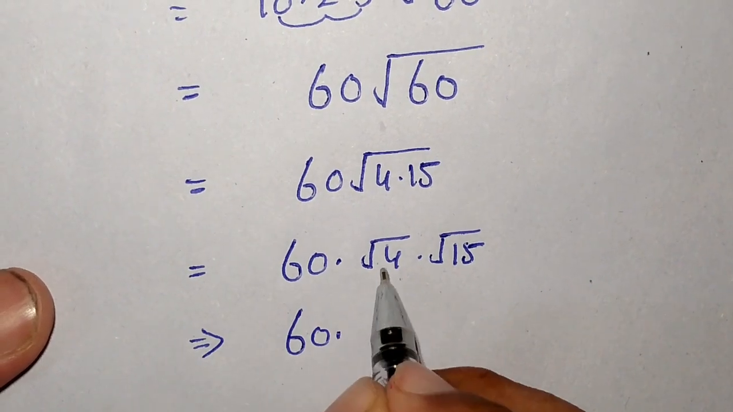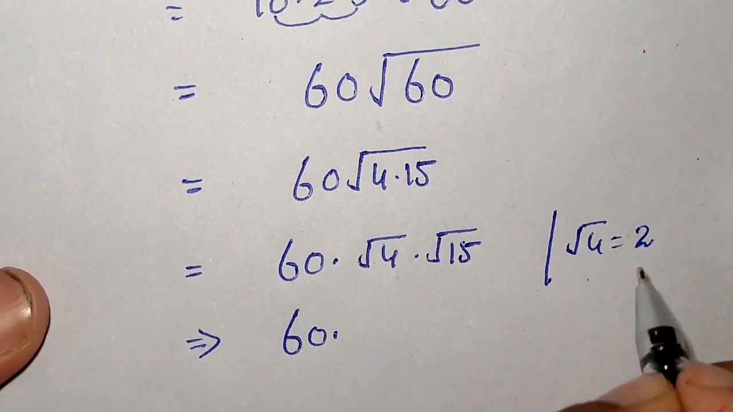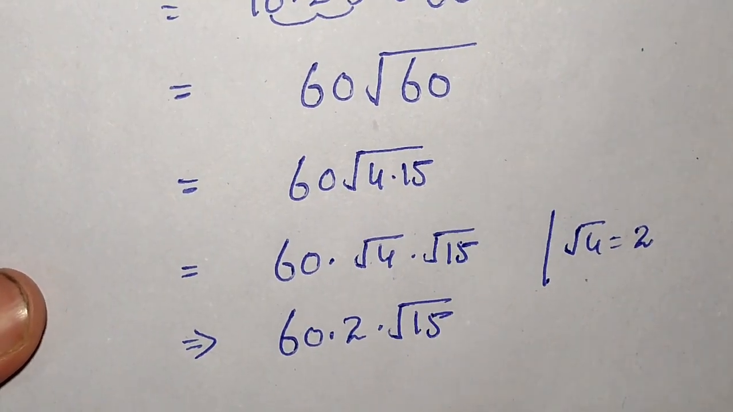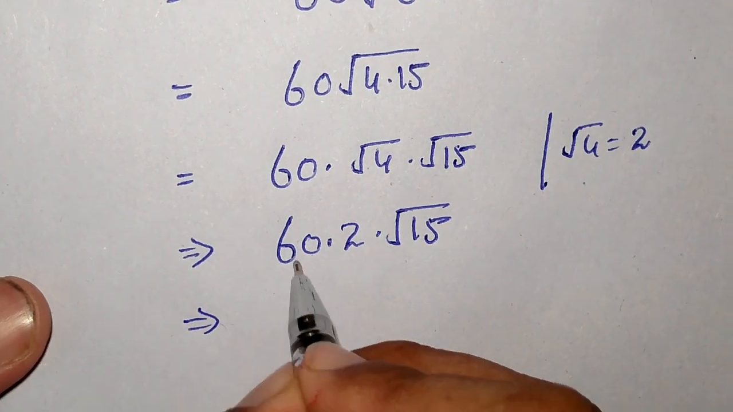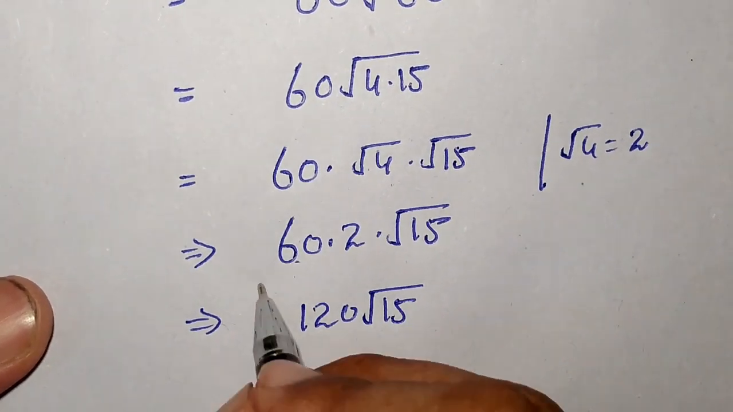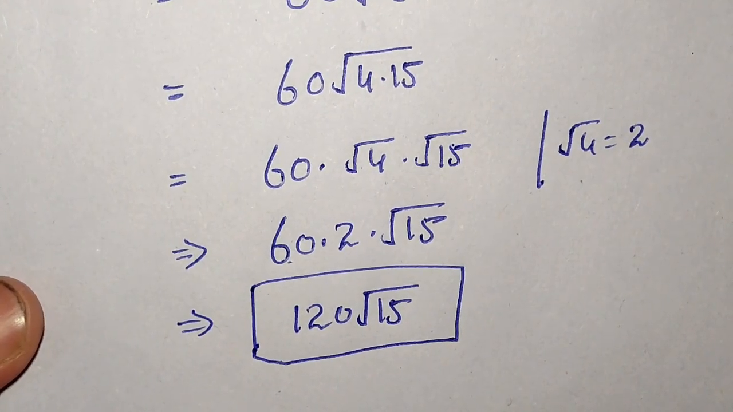60 times square root of 4, where square root of 4 is equal to 2. So this is 2 times square root of 15. Now 60 times 2 is equal to 120 times square root of 15. So this is the final simplified form of the question. Now we have to solve this by the second method.